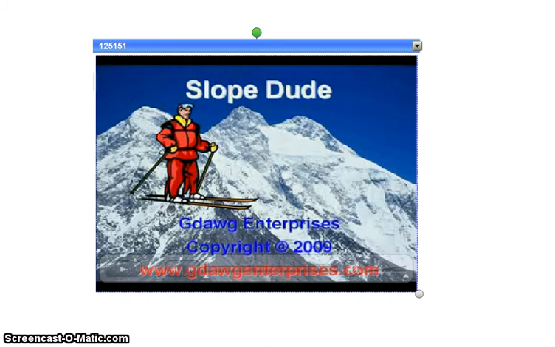Alright, this is a video called Slope Dude. We're going to go ahead and watch this in class because this is going to help us determine whether a line is positive, negative, or there are actually 2 other types of slopes. So we will watch Slope Dude in class together so that we can have a discussion about it.